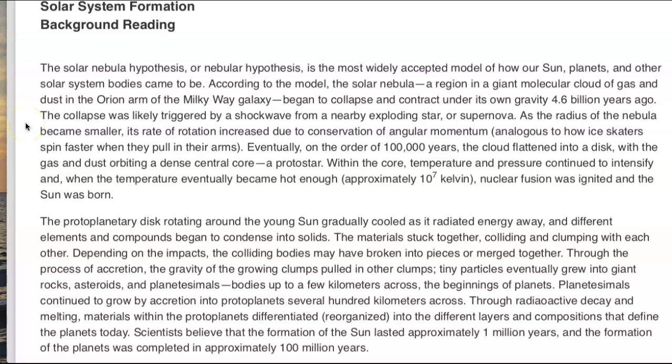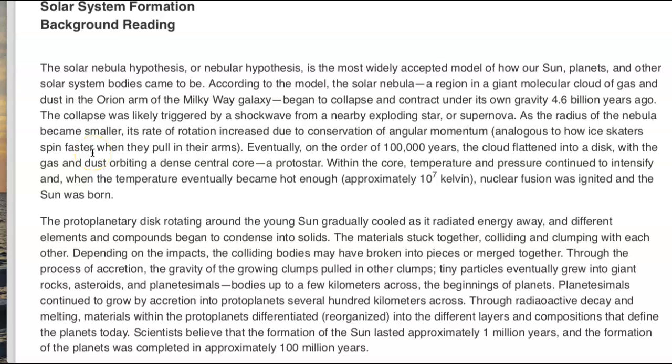The solar nebula hypothesis, or nebular hypothesis, is the most widely accepted model of how our sun, planets, and other solar system bodies came to be. According to the model, the solar nebula, a region in a giant molecular cloud of gas and dust in the Orion arm of the Milky Way galaxy, began to collapse and contract under its own gravity 4.6 billion years ago. The collapse was likely triggered by a shock wave from a nearby exploding star or supernova. As the radius of the nebula became smaller, its rate of rotation increased due to conservation of angular momentum, analogous to how ice skaters spin faster when they pull their arms in.